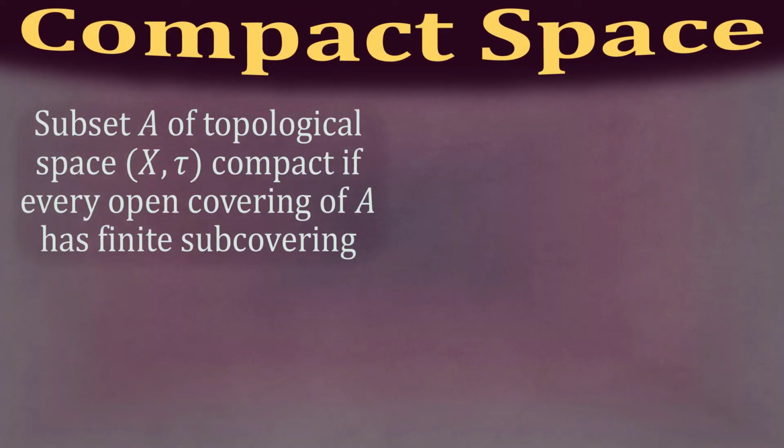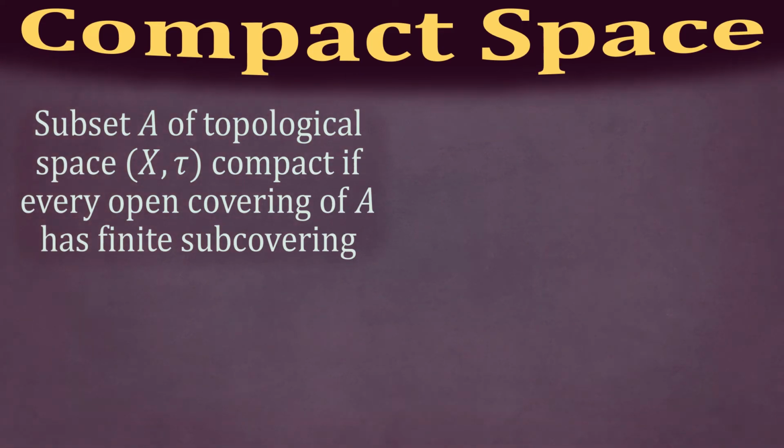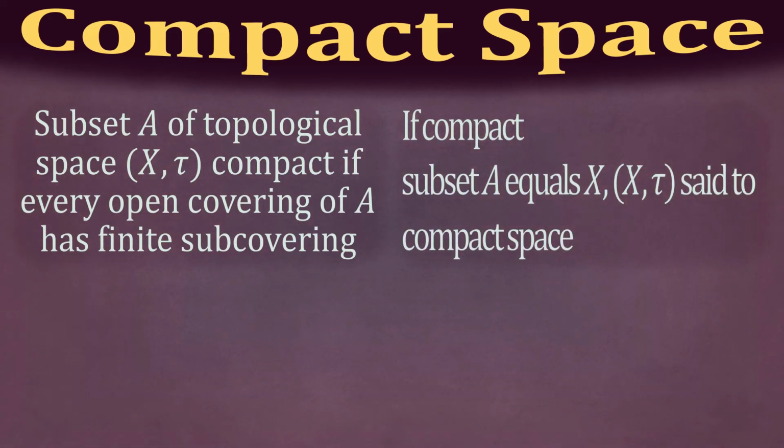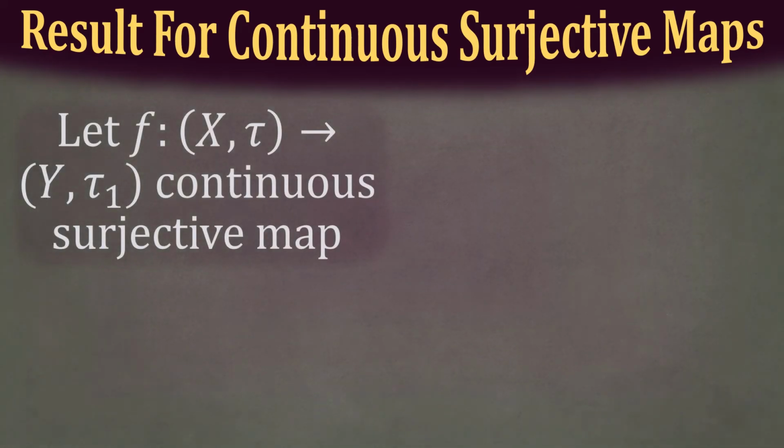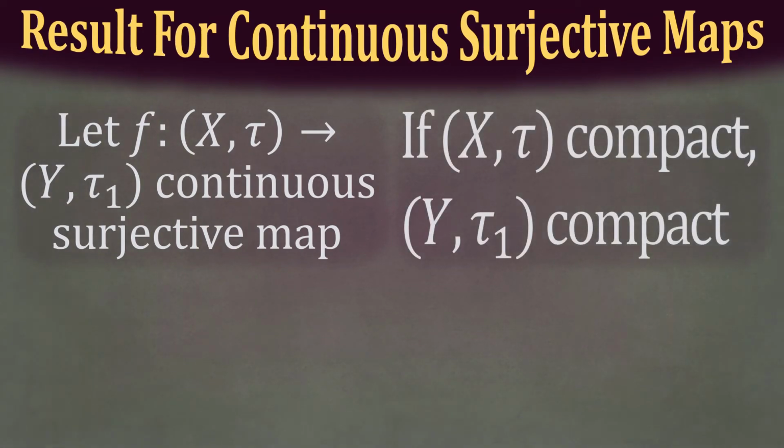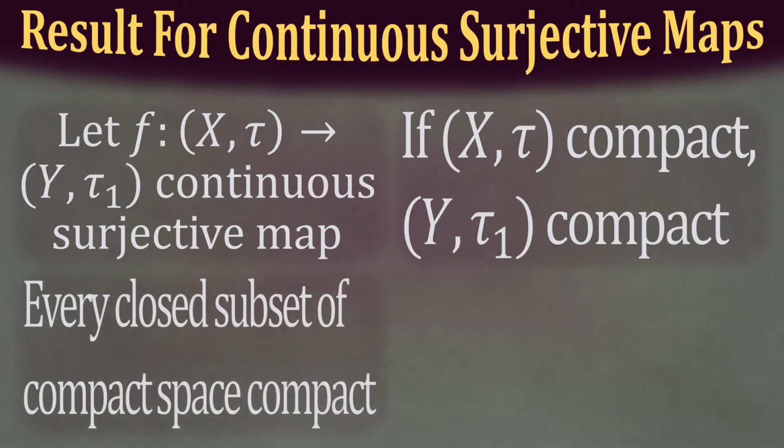Then let's define a compact space. A subset A of a topological space X with T is said to be compact if every open covering of A has a finite subcovering. If the compact subset A equals X, then X with T is said to be a compact space. Then let's give a result for continuous surjective maps. Let f from X with T to Y with T1 be a continuous surjective map. If X with T is compact, then Y with T1 is also compact. Also, note that every closed subset of a compact space is compact.